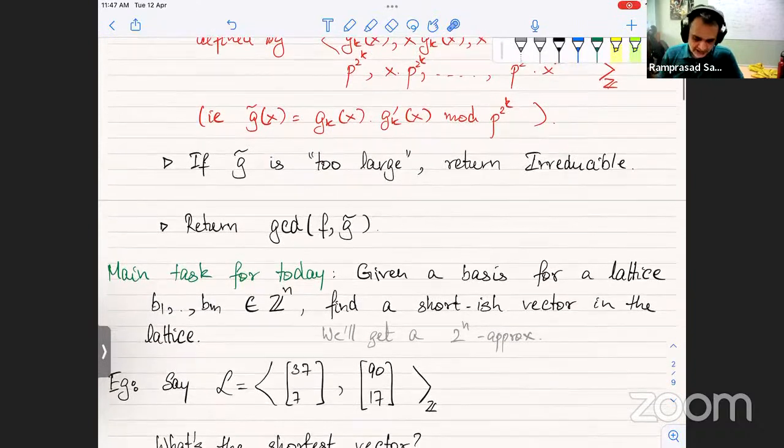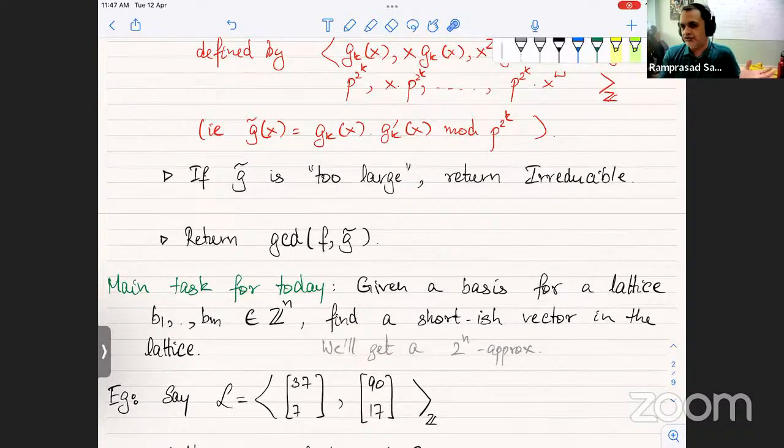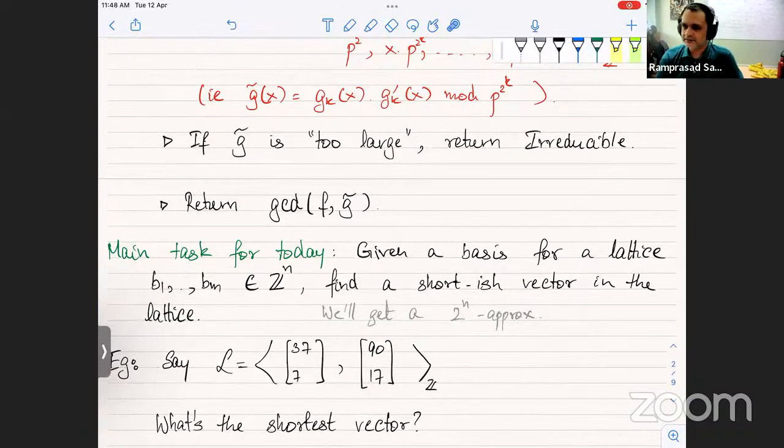So let me give you an example. I give you a basis, I give you a lattice here. What's the shortest vector in this lattice? How do you go about solving this problem? One thing is you can try to plot these two vectors and see what sort of lattice it generates. If you plot both of these vectors, they look like extremely skewed vectors that are pointed in one direction or something.